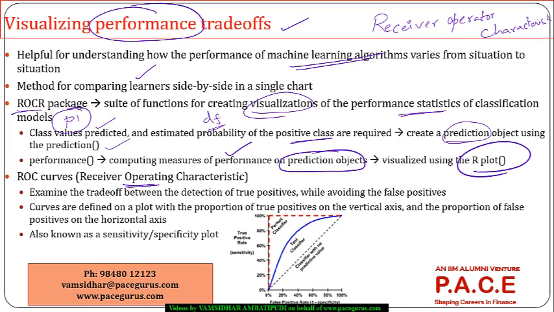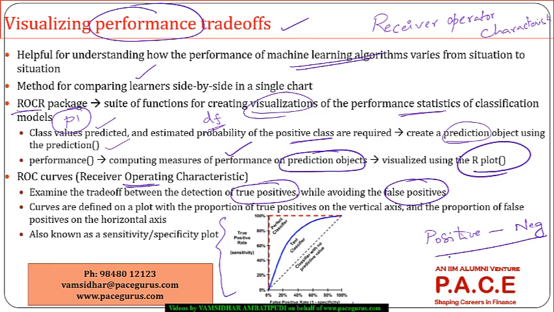If you see here, it is a kind of a trade-off between the true positives. So this is the graph where we are talking about true positives on the y-axis while avoiding the false positives. Meaning I have predicted something as positive, but actually it's not positive, it is negative. So that is what are called false positives. So I want to minimize the false positives to whatever extent possible while increasing the true positives. So this is the graph that we are plotting.